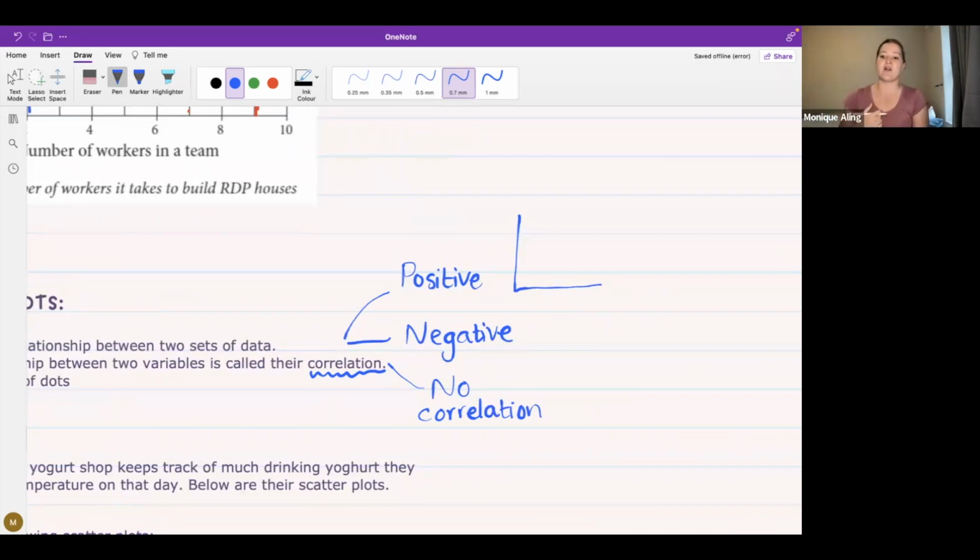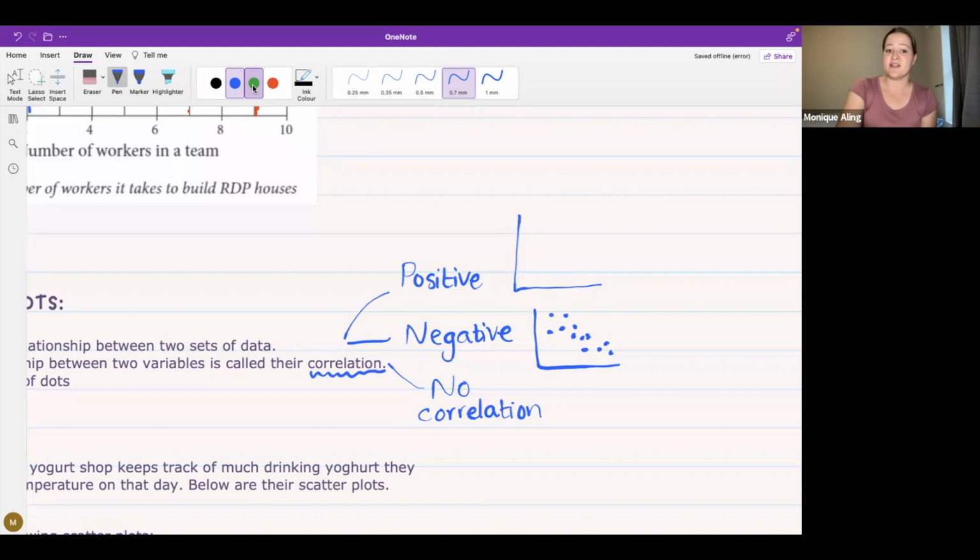So if we are comparing the cost of something versus the sales, like the more expensive it gets, for example, the less people will buy it. That is an example of a negative correlation. So as the price increases, we have less people buying. So it will look something like that.